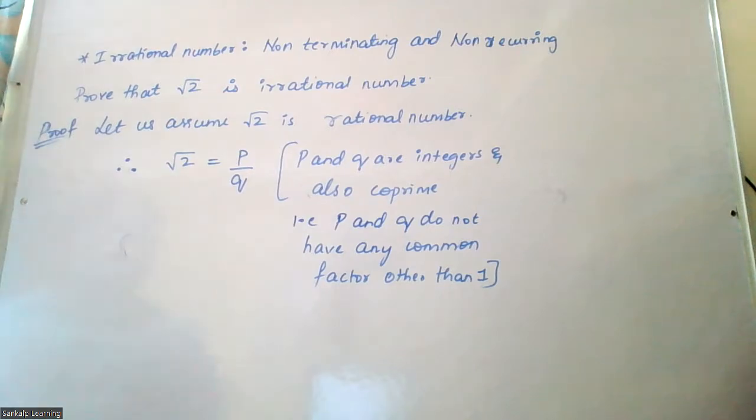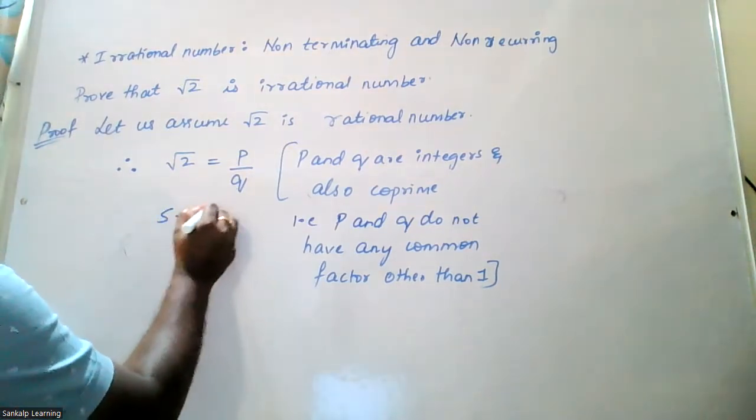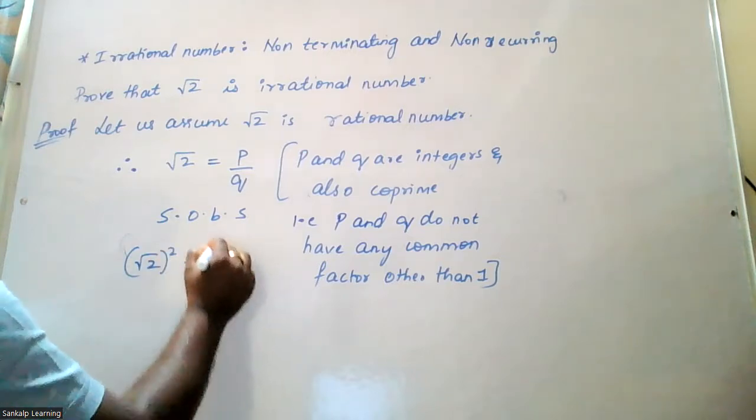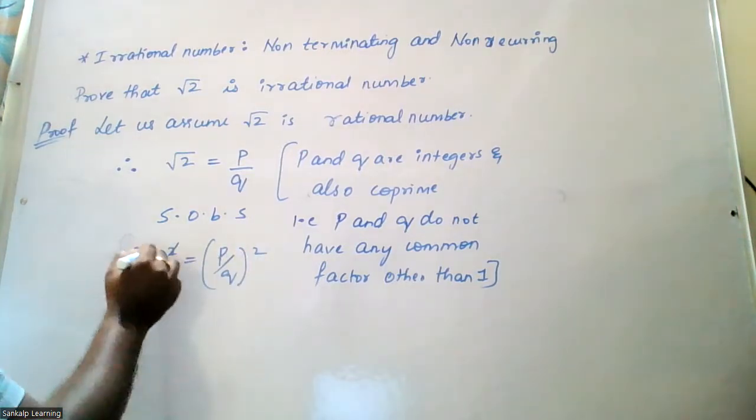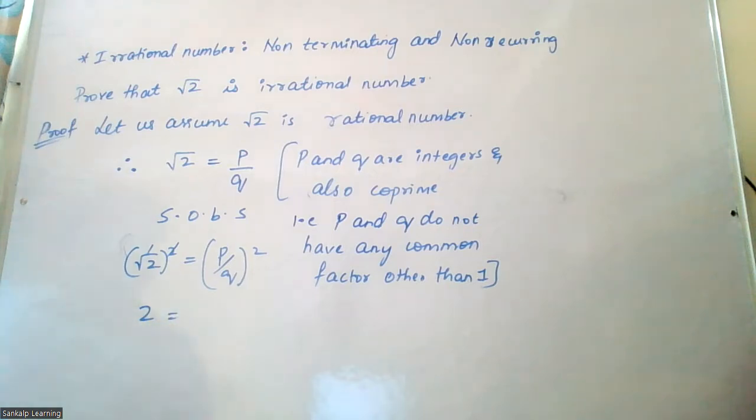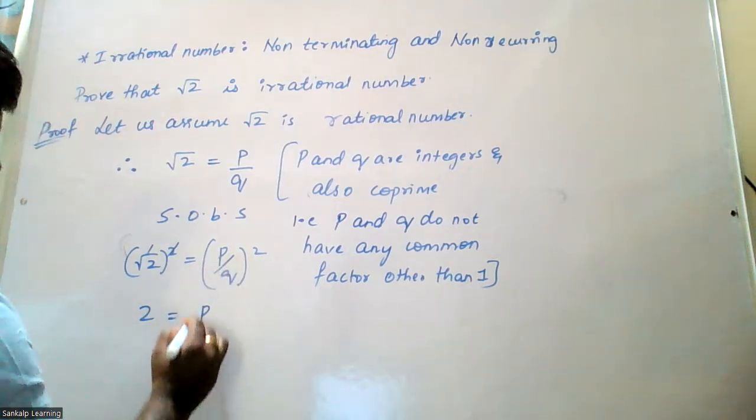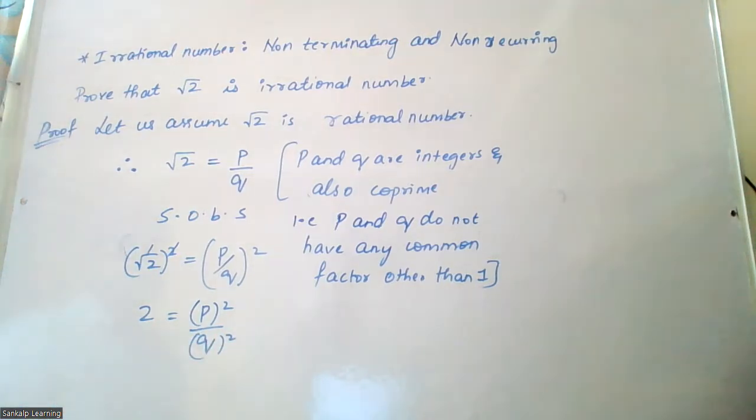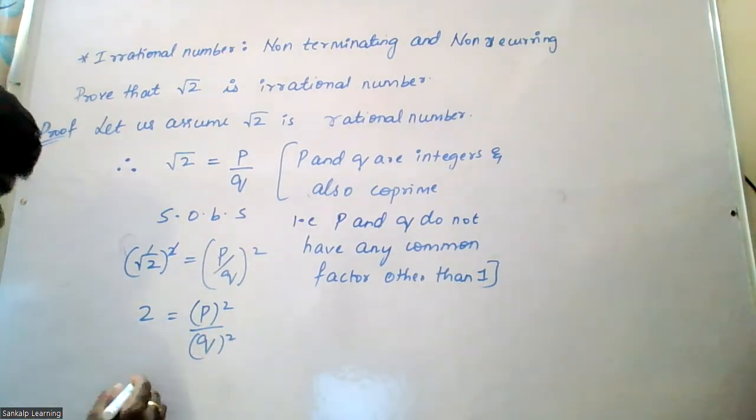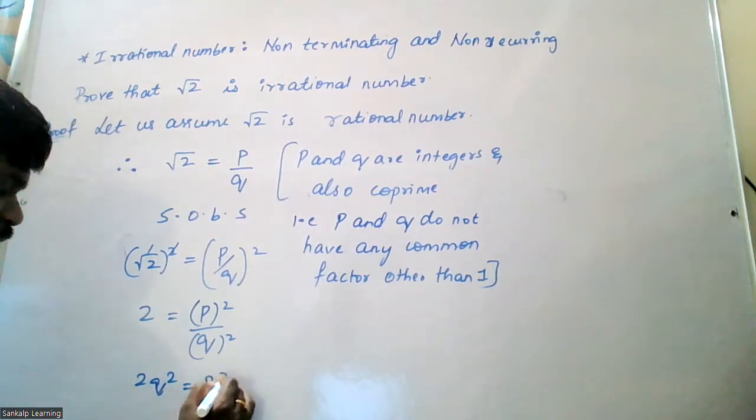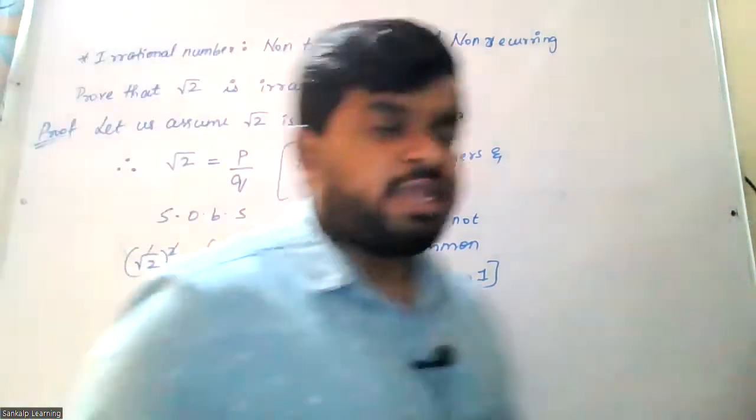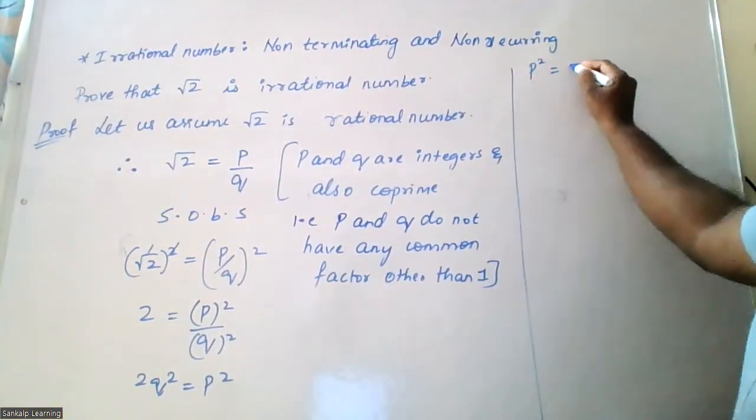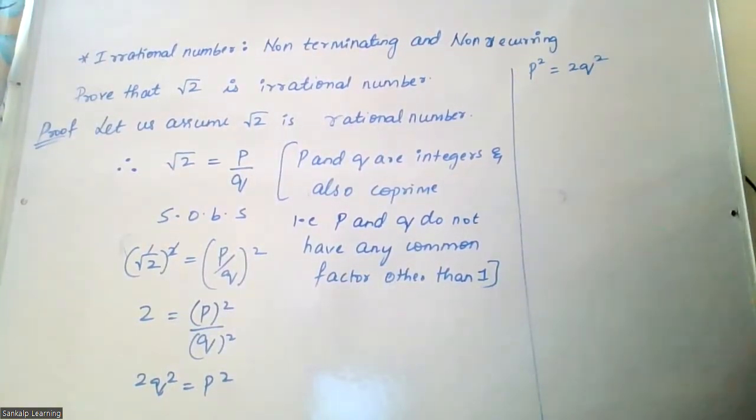Now, let me square it on both sides. Squaring on both sides, what do we get? Root 2 the whole square is equal to p by q the whole square. So the square and root get cancelled, and you're left with 2 equals p square by q square. Now let me cross multiply it. So I get 2q square is equal to p square. In other words, I can write it the other way: p square is equal to 2q square.